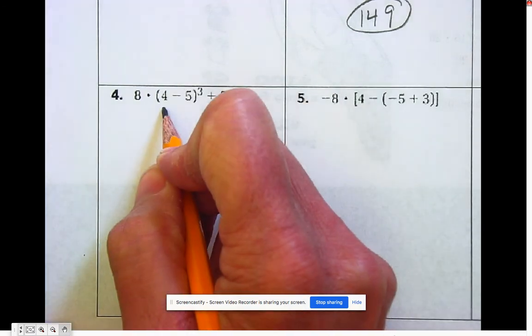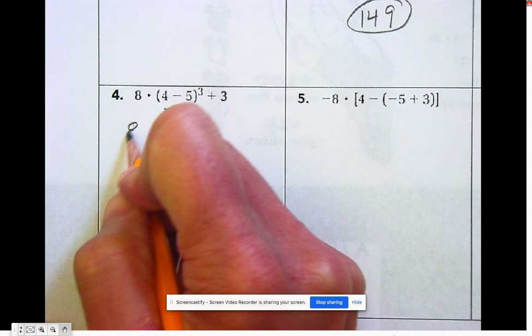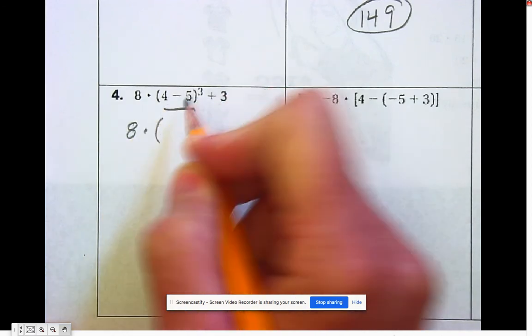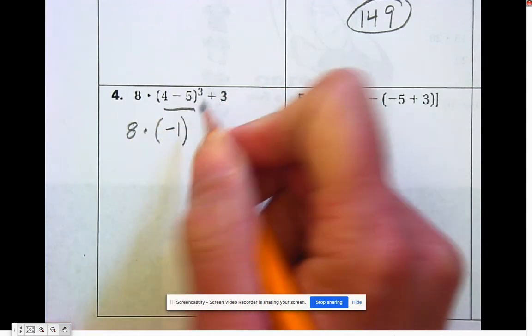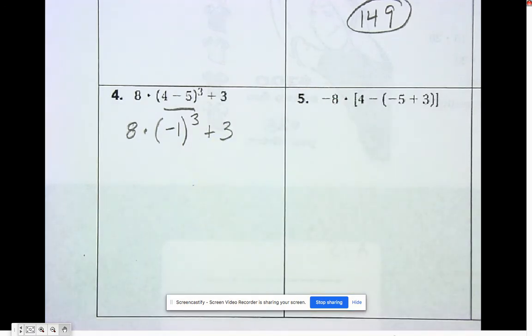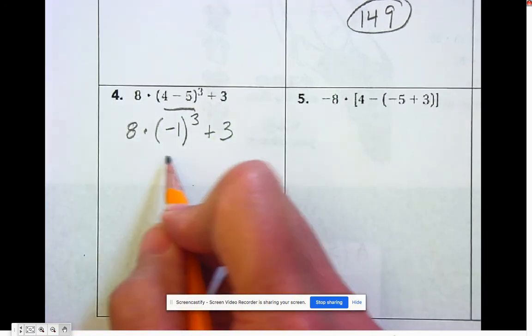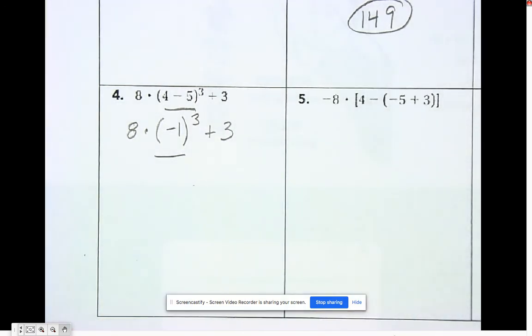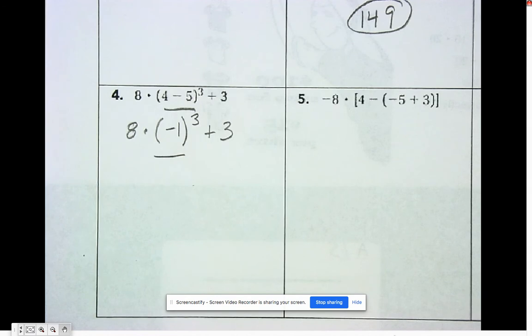All right, did you do your subtraction first? 4 minus 5 is negative 1 cubed. Okay, let's do our exponent next. Negative 1 cubed. That means negative 1 times negative 1 times negative 1. Negative 1 times negative 1 is positive 1 times another negative 1 is going to be negative 1.